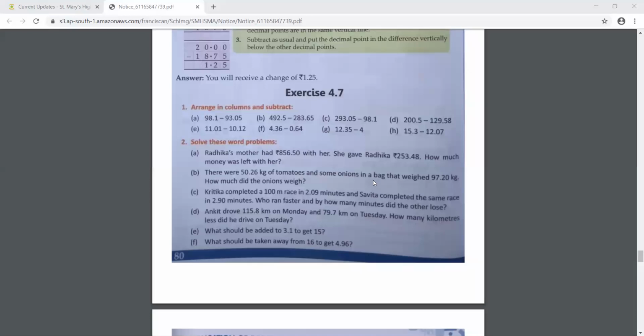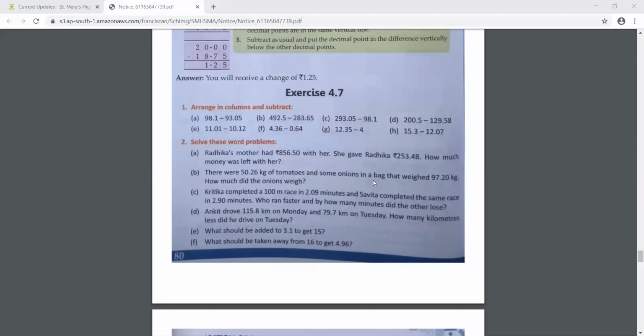Now again, similar thing, reduce the numbers. So instead of so many kgs of tomatoes, you say 5 kg. So there are 5 kgs of tomato. You don't know how many onions are there, but the total weight of the bag is 9 kg. So if tomatoes are 5 kg and the total weight of the bag is 9 kg, obviously we know that the remaining weight is of the onions. So from 9, if you subtract 5, you'll get 4, which is the weight of the onions. So here we are not taking 9 and 5, but we'll take 97.20 and 50.26. So we subtract these numbers.